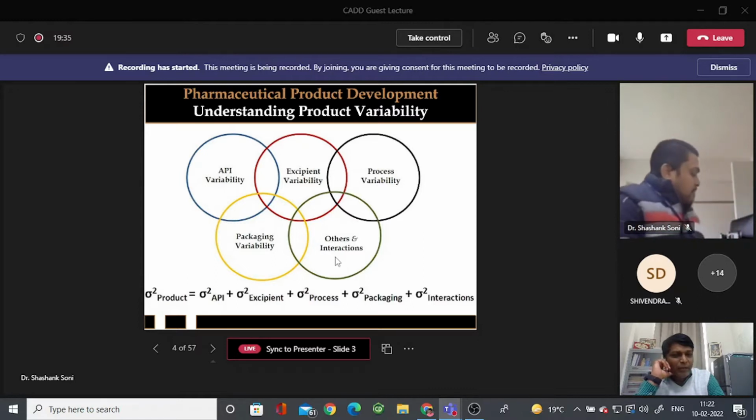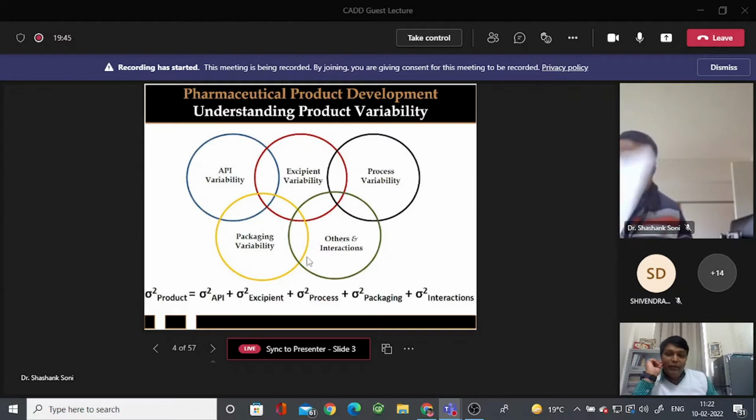And other interactions, there can be some undisclosed interactions, some unknown interactions which are not within the grasp of a common unskilled mind. Then what happens? The standard deviation squared, or variance of the product, sigma square, is basically the summation of the variation of the API, variation of the excipients, variation of the process, variation of the packaging, and variation of the interactions which are available within the various components.